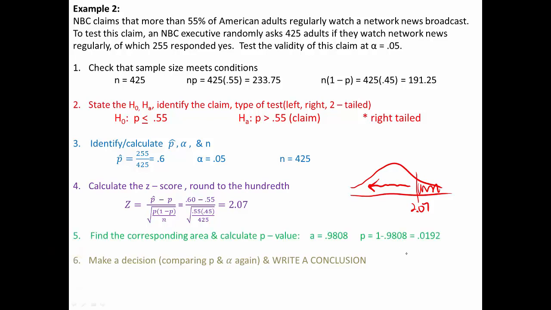Okay? Oh, sorry. I didn't get the area yet. So what is that area to the left? 0.9808. So what's the area to the right of that? 1 minus that. So we had to look this up on our chart, and we get this. That's the area I want, which is 1 minus that.